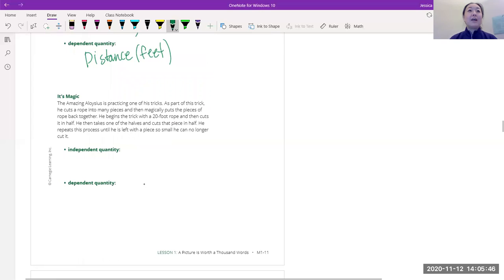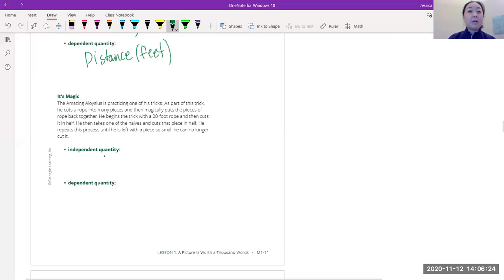Okay, next one, magic. It's magic. Aloysius is practicing one of his tricks. As part of his trick, he cuts a rope into many pieces and then magically puts the pieces of rope back together again. I've seen this kind of trick. I don't know how they do it. He begins the trick with a 20-foot rope, then cuts it in half. Then he takes one of the halves and cuts that piece in half, and then keeps on cutting it in half, right? And so until he's left with a piece so small he can no longer cut it, okay?